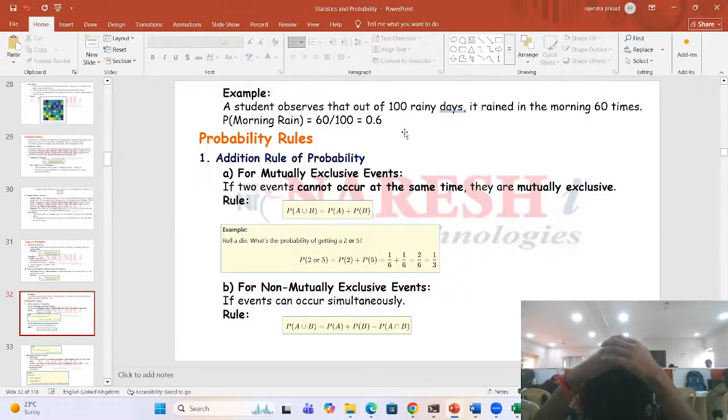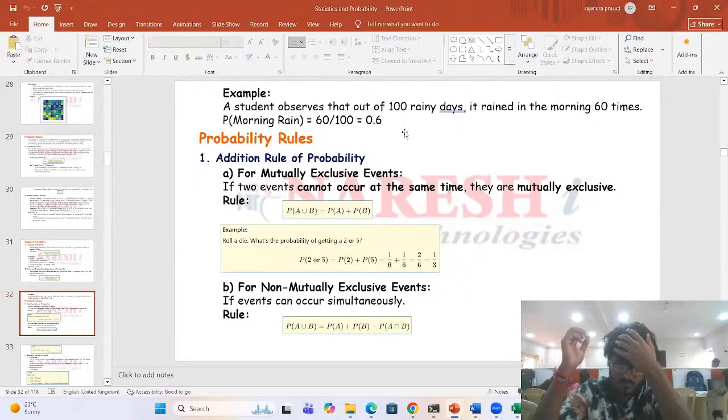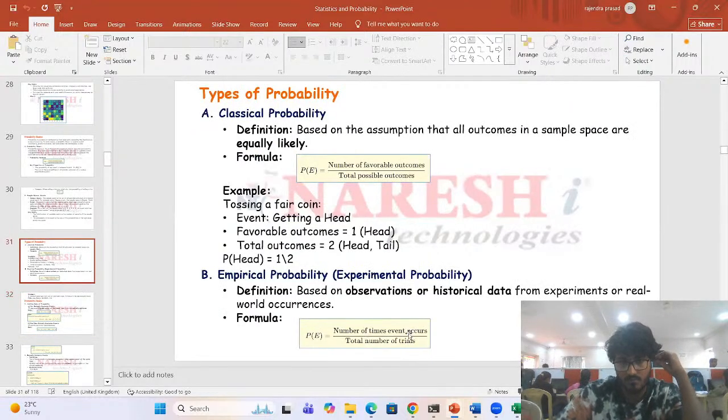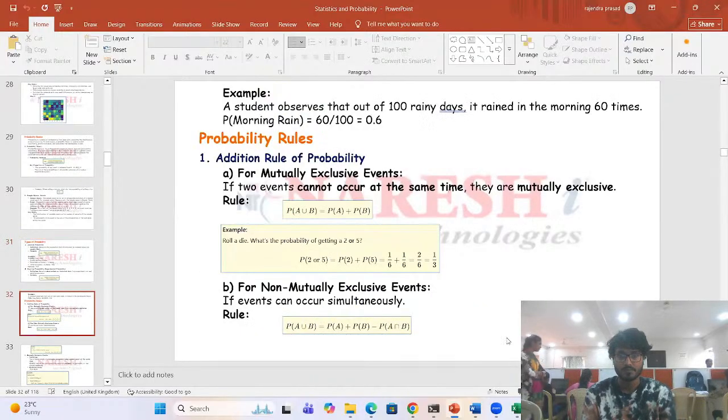So then, what is the probability of getting a morning rain? You just observed every morning for 100 days, whether it is raining or not. You could see that on 60 of the 100 days, it started raining in the morning. Then what is the probability of getting a morning rain? It equals numerator over denominator. Denominator is the number of trials: how many days you have observed? 100 days. Out of 100 days, how many days did it rain? 60 days. So number of times the event occurred divided by total number of trials: 60 divided by 100. So what is this? 0.6. So probability lies between 0 and 1.